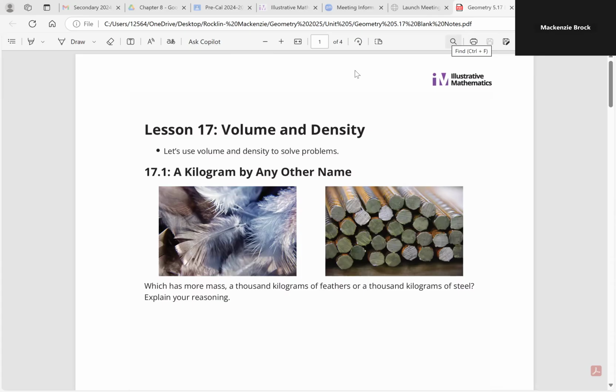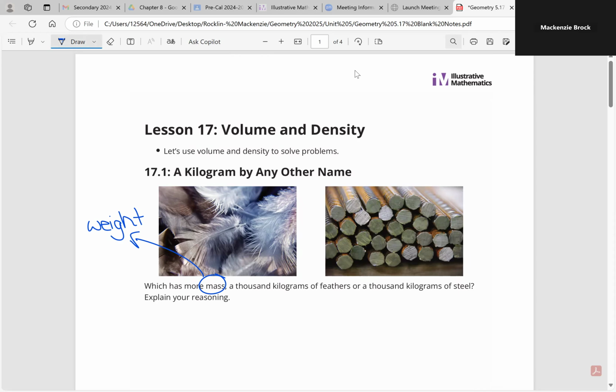Lesson 17, we're looking at volume and density here. So the first question says, which has more mass? Now, don't get Mr. Felipe on me, but mass is technically not the same as weight, but in this lesson, for our purposes, that's basically what it is. If you were to actually get into science and get into the true definition, mass is different from weight, but again, for right now, we're just saying they're the same.